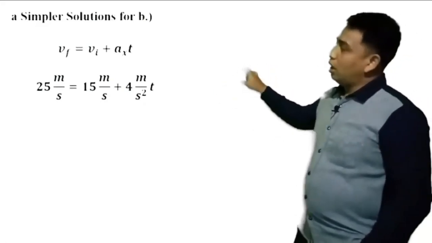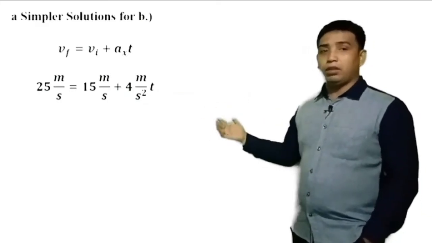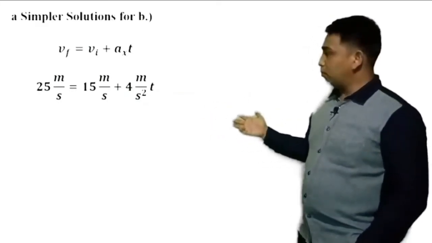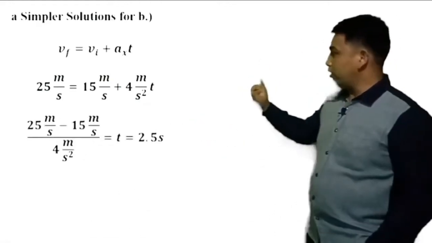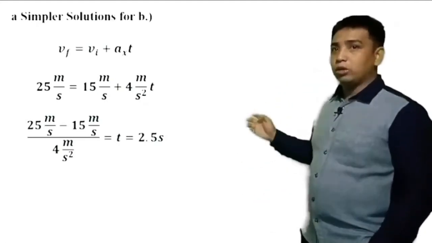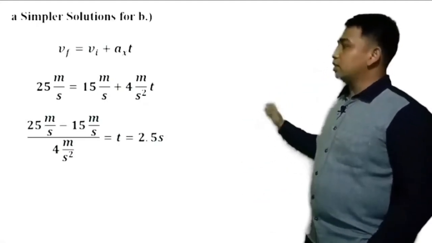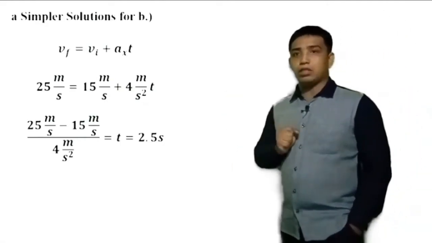Alright, so transposing this to the other side, we'll get 25 meters per second minus 15 meters per second, and dividing both sides by 4 meters per second squared will give us the value of time, which is 2.5 seconds. So, after 2.5 seconds, the velocity of this motorcyclist will be 25 meters per second.